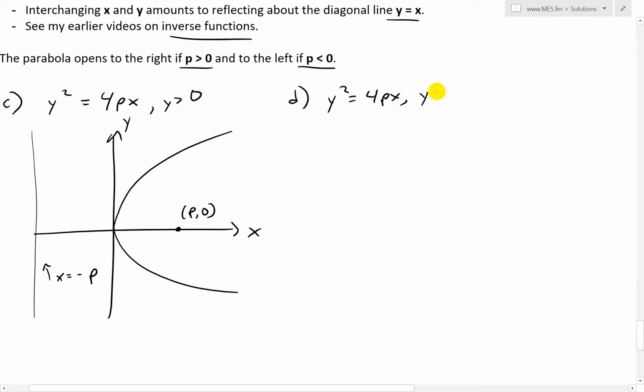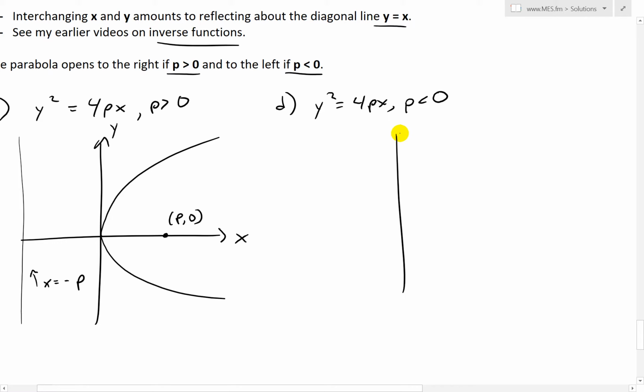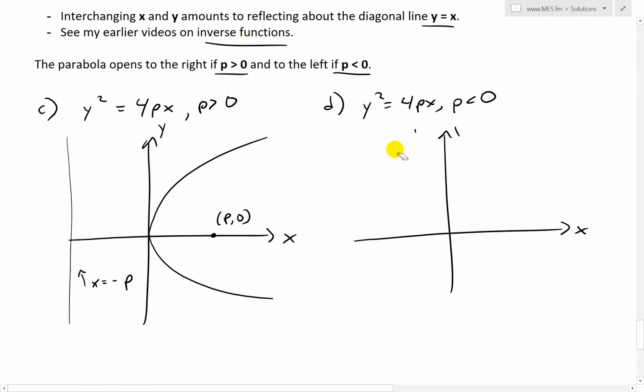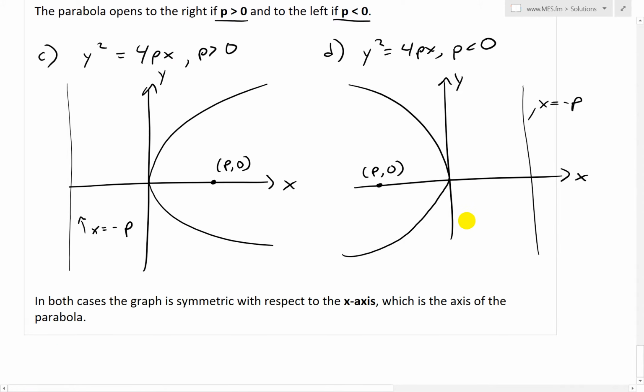Now for the last one, D, this is y squared equals 4px, where p is less than 0. So if this is y, this is x, and the point p is less than 0, the point (p, 0) is going to be on the negative side right here. That's our (p, 0). And now x equals negative p will be on the positive side, like that. Then this opens up onto the left side like that.